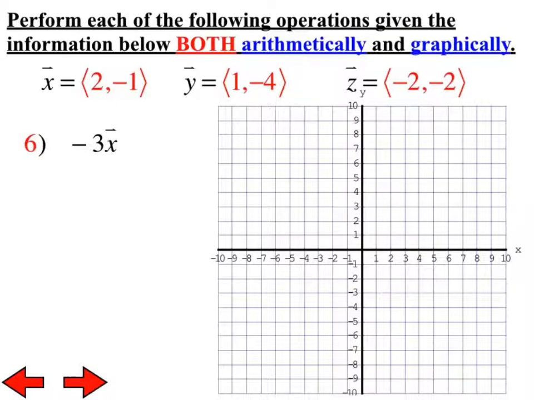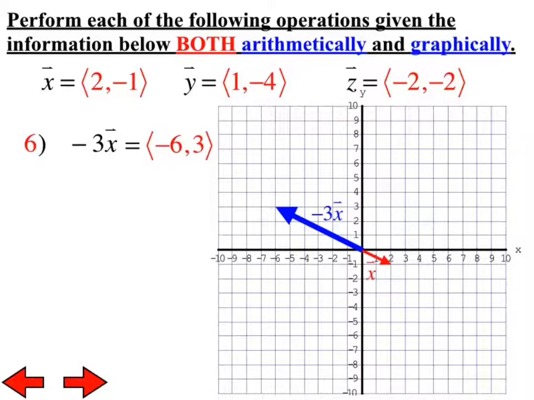All right, let's take a look at both number 6 and number 7. I can see by number 6 that the vector -3x better be 3 times as long as vector x, but going in the opposite direction, for the same reason that I just referred to in the previous problem. So here is vector x. I just figured out -3x arithmetically. It should be (-6, 3), and you can see that it is going in the opposite direction, and it is 3 times as long as vector x.